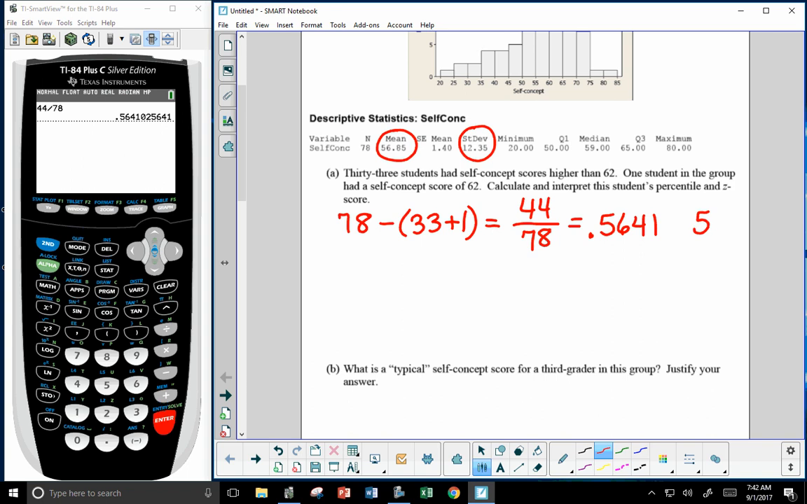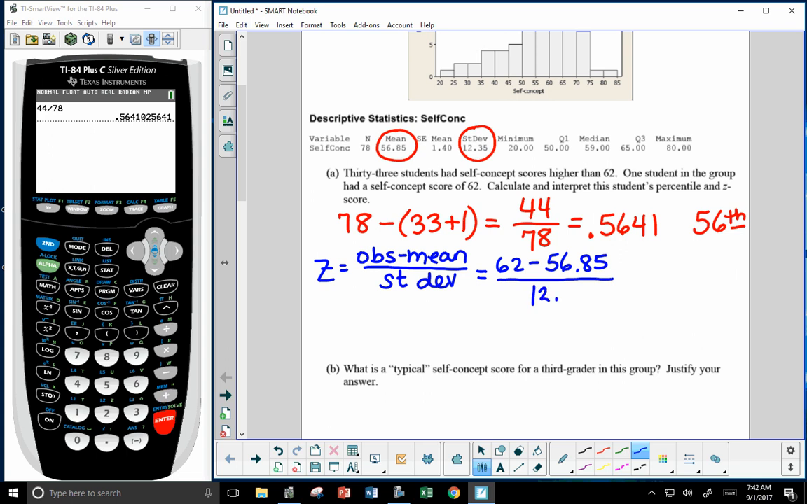And then from there, we can do the z-score. We don't need that information to do the z-score, but the things I circled above, the mean and the standard deviation, we are going to need those for the z-score. So remember, we talked about the z-score is observed minus mean over standard deviation. Okay, so our observed score is the 62. Our mean score is given in the Minitab printout, so that's the 56.85. The standard deviation is given in the printout, that's the 12.35.